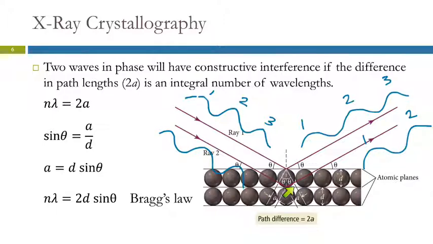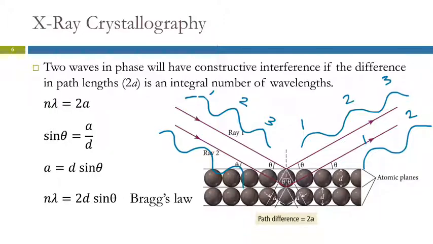So we can do a little geometry here. We want that 2A distance to be equal to some integer multiple of the wavelength of the radiation. And then we can use trigonometry. That tells us the sine of that angle theta is equal to A over D. So we can rearrange that: A equals D sine theta. And since 2A equals n lambda, then we get n lambda equals 2D sine theta.